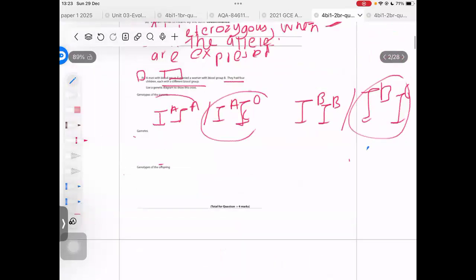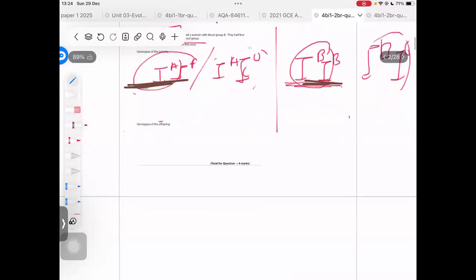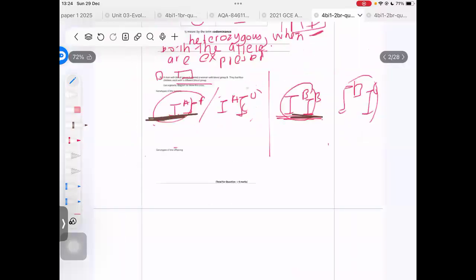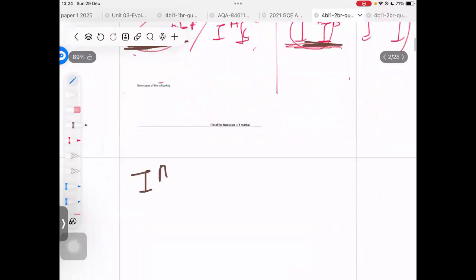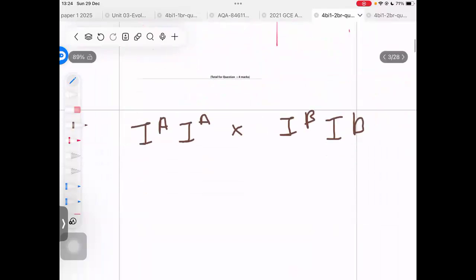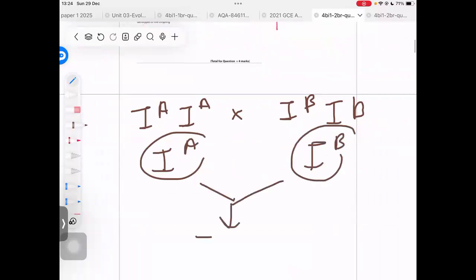So let's cross IA IA with IB IB. Rather than considering the other genotypes, let's first consider these two genotypes and see whether we'll get a combination of four different blood groups. I'll cross IA IA with IB IB. By looking at this itself, the gamete here will be IA and here the gamete will be IB. So you get only one possible genotype.